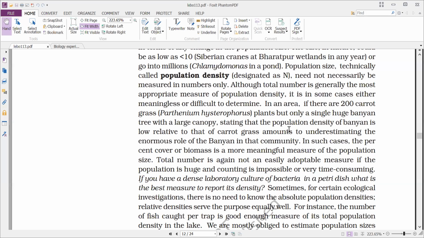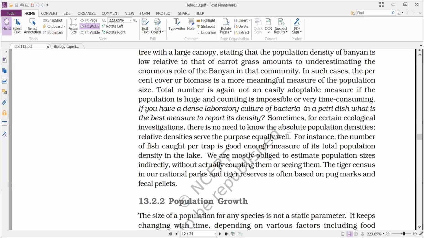Sometimes for certain ecological investigations, there is no need to know the absolute population density. Relative densities serve the purpose equally well. So relative density means, for example, if you want to calculate for a year, how many organisms were added in a particular area?